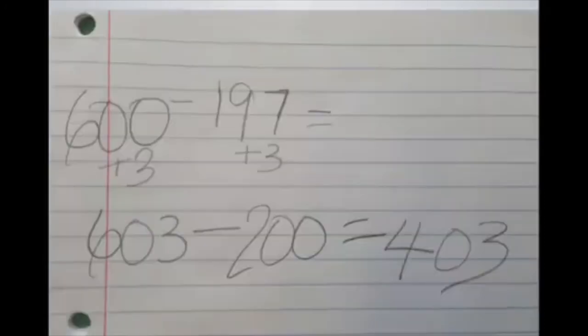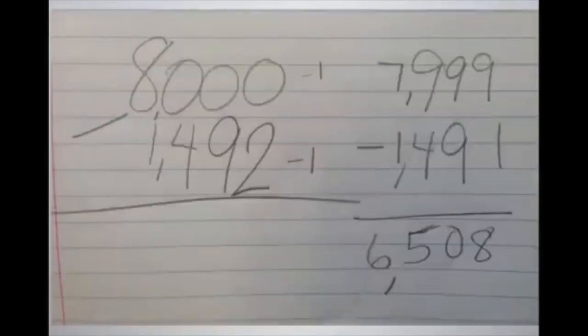Let's take a look at a couple other examples. Here you can see the problem with 600 minus 197. And in this case, 3 was added to both numbers, the subtrahend and the minuend. So in this case, the student thought of it as 603 minus 200. And it was really easy at this point because they're good at subtracting 200 from 603.